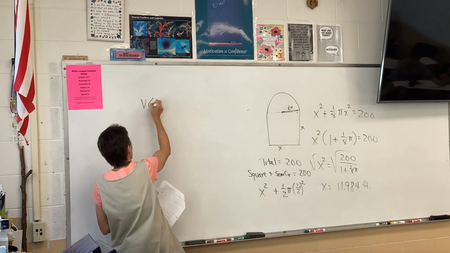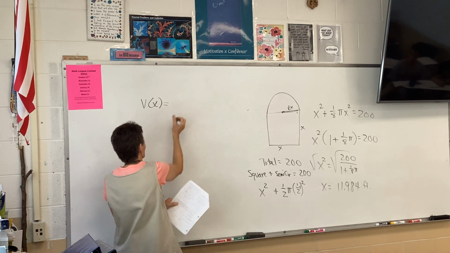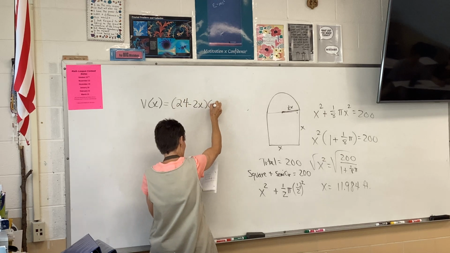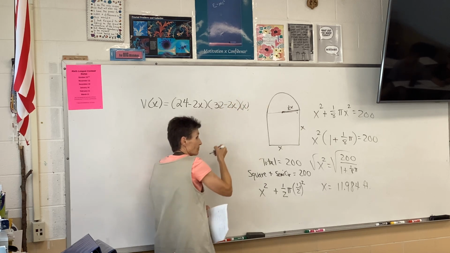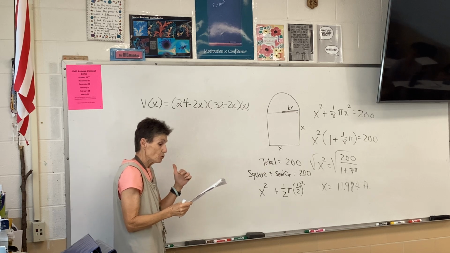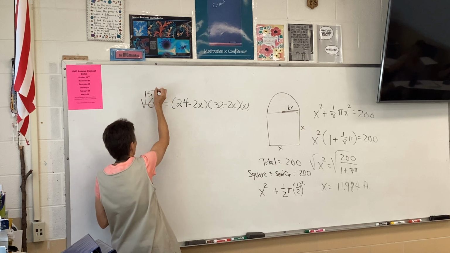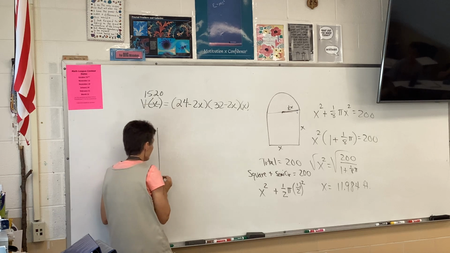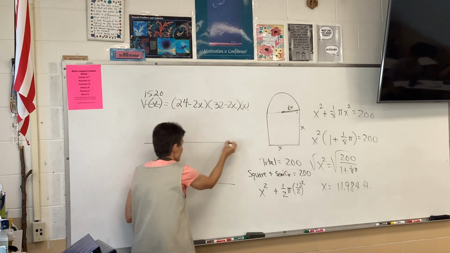What is my equation for the volume? What is the volume of this box going to be? 24 minus 2x, 32 minus 2x, and x. And I want the volume in question A to be 1520. So I want this to be 1,520. So on my calculator, I will graph the line 1520.